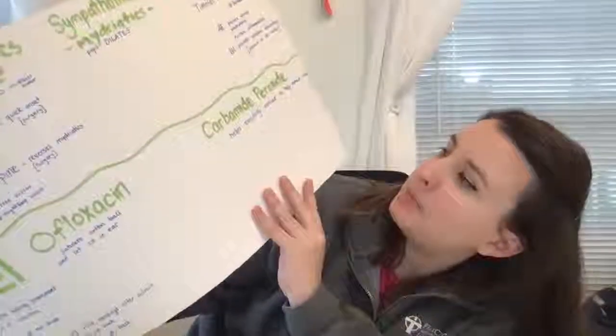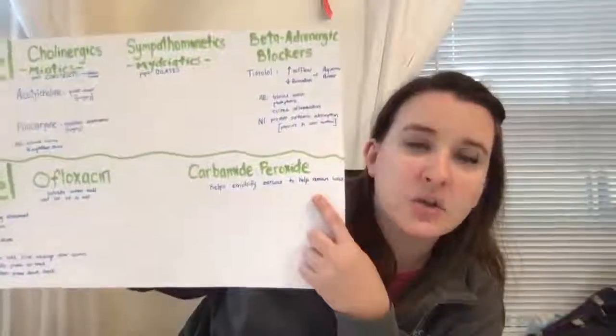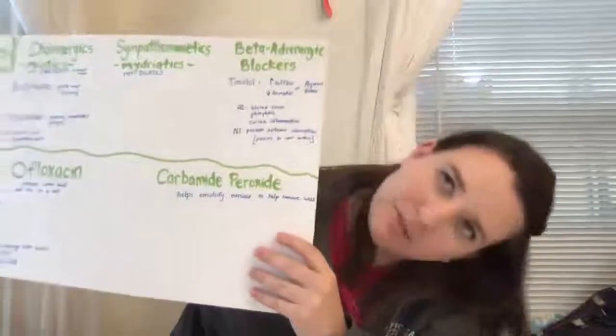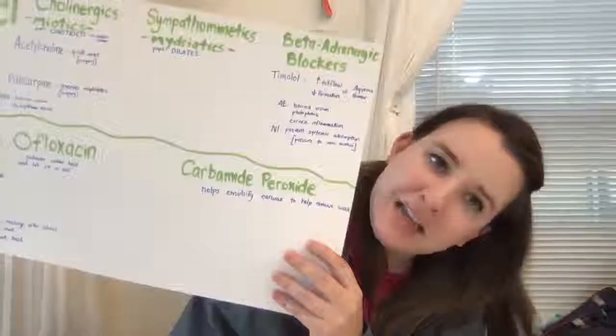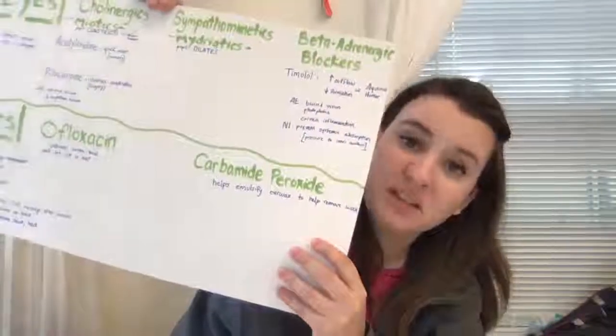And then, how do you say this? Carbamide peroxide. This drug is going to help emulsify earwax so that it can be more easily removed. You have the patient lean over, you squirt this stuff in there, let it sit, and then you'll be able to clean out earwax more easily. It just helps get the earwax out.